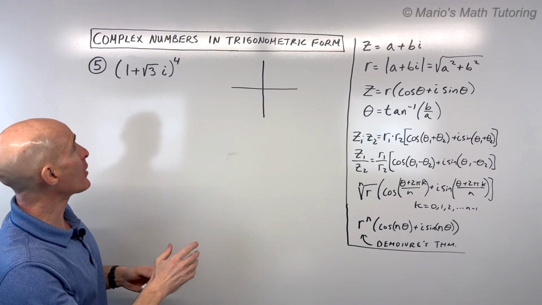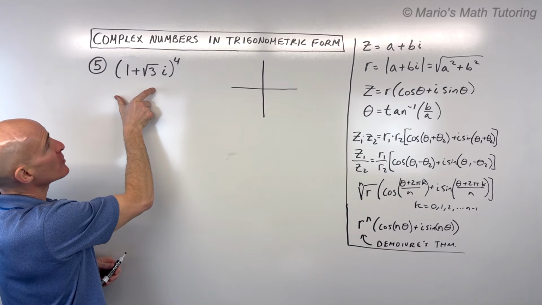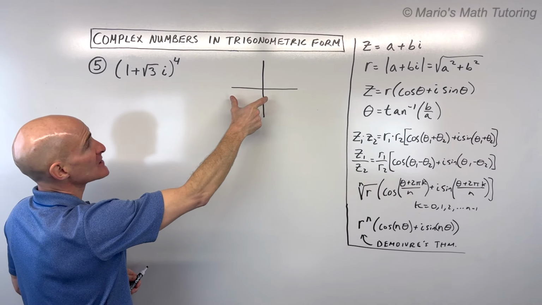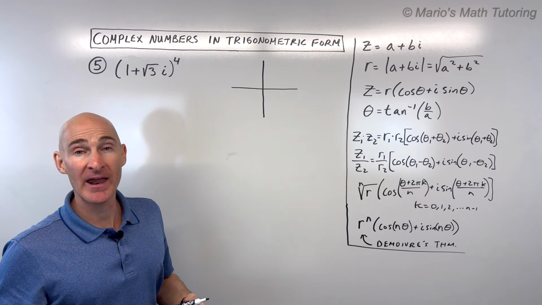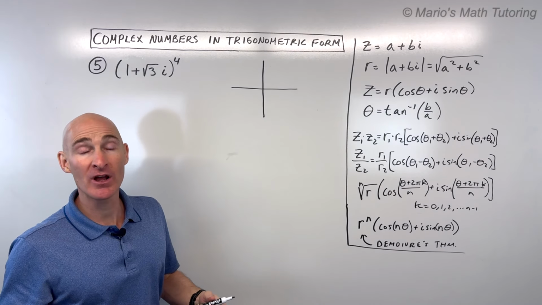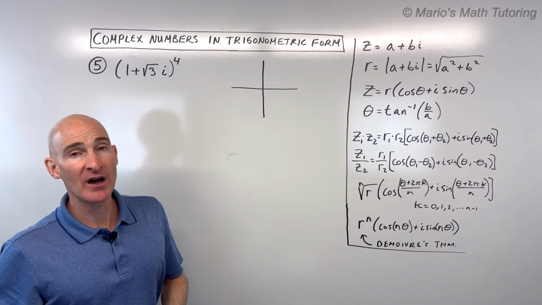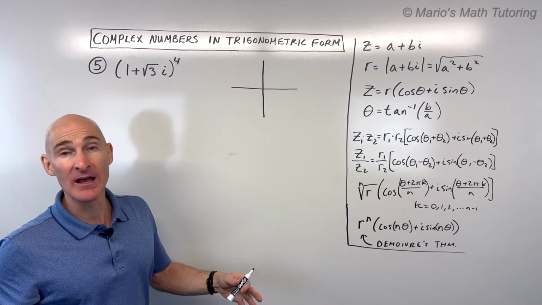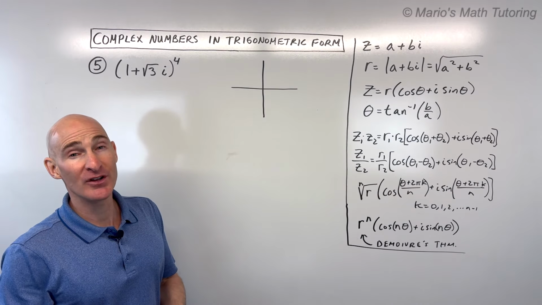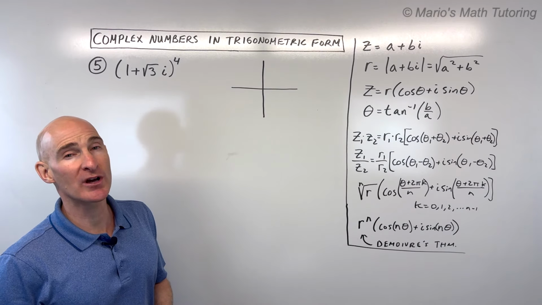Now, you might be saying, Mario, couldn't I just take 1 plus square root of 3i times 1 plus square root of 3i times 1 plus square root of 3i times 1 plus square root of 3i, FOIL all that out, combine like terms, simplify, etc. You can do that, and you'll get the correct answer. The only thing is, what happens if this is to the 5th power or the 10th power? Then the math would start to become very time-consuming. So this is kind of like a shortcut method.